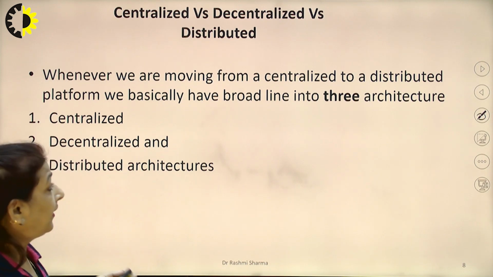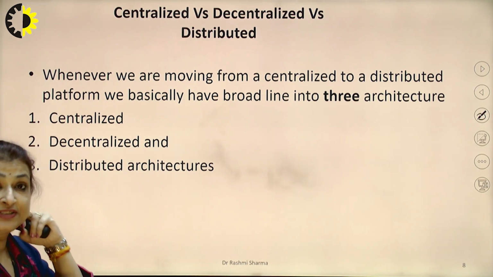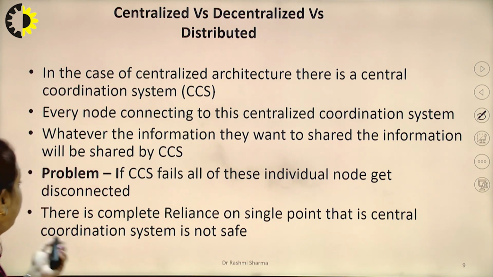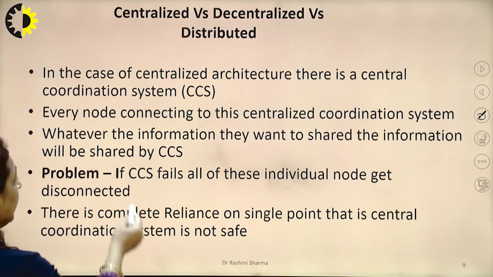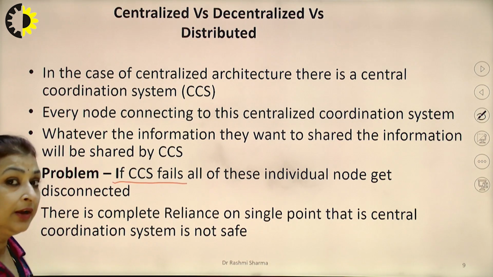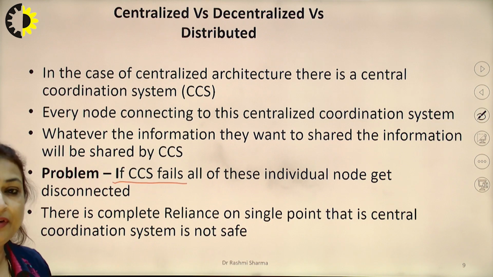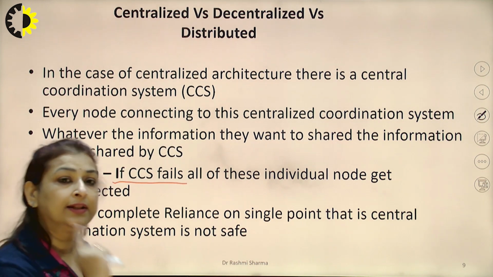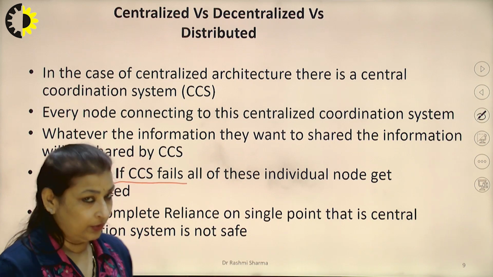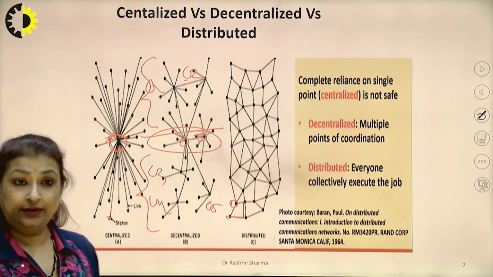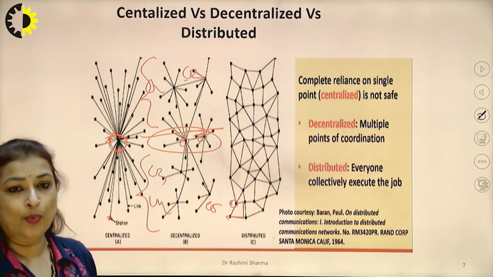So when we have these three architectures, the first one is the centralized, which we have discussed. The main problem was that if the central coordinate system, the CCS, fails, then we get disconnected and we have to completely rely on one single central authority. I don't want that reliability to be on only one person.